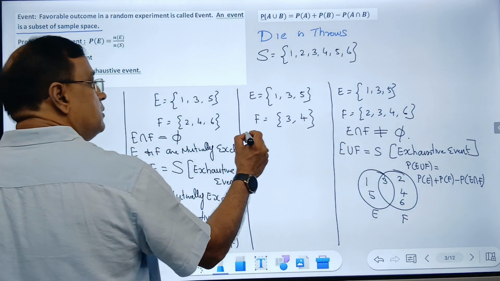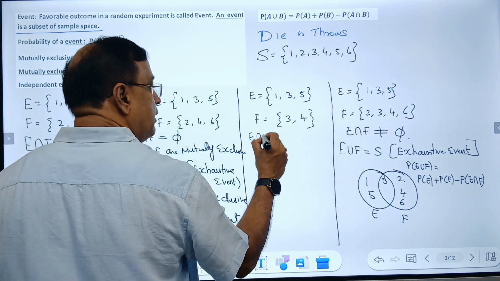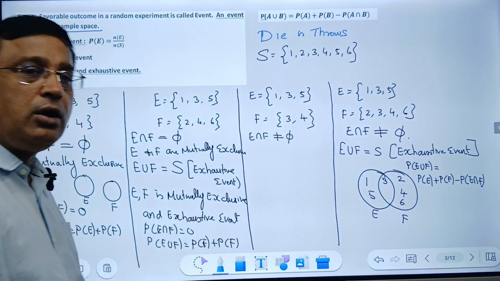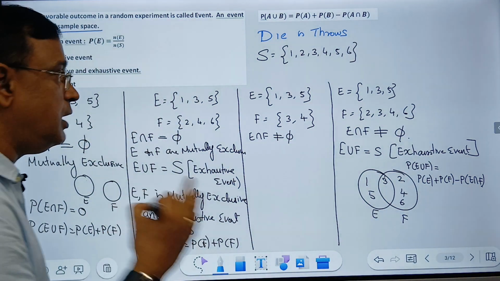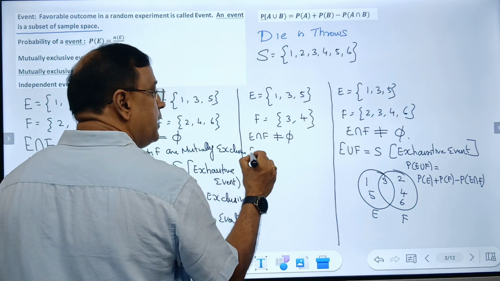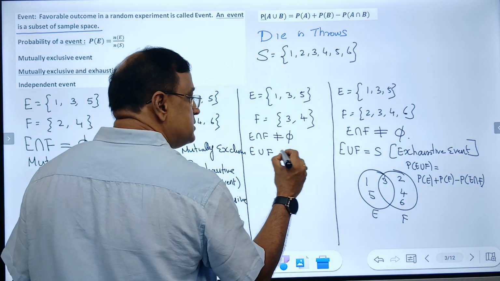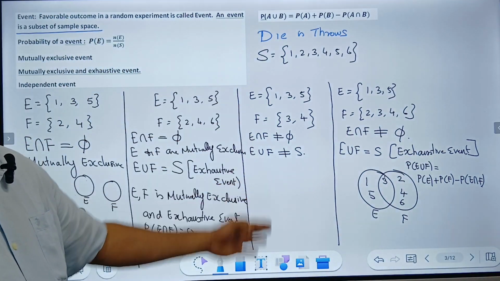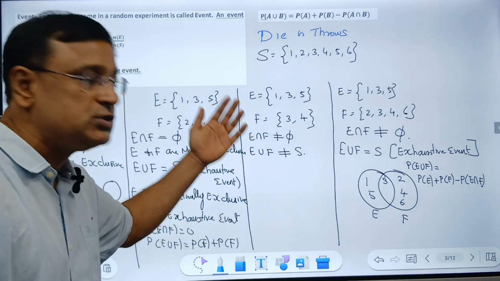Now here, if you see, E intersection F is definitely not a null set. That means it is not mutually exclusive. But what happens here? E union F is definitely not the sample space. So this is neither mutually exclusive nor exhaustive.